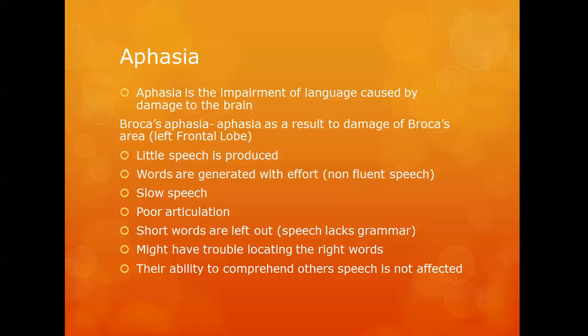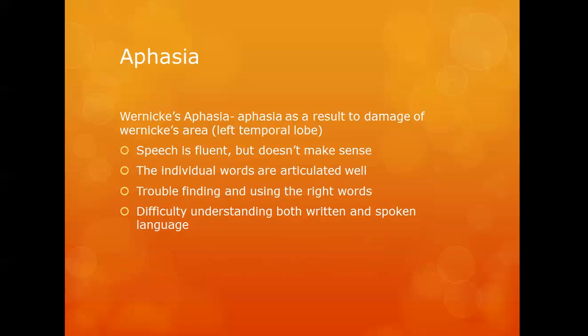So Wernicke's aphasia, damage to Wernicke's area, which is in the left temporal lobe only. These people's speech is fluent, so it flows really well, but it actually doesn't make any sense, so it's incoherent. Individual words are articulated well, so they pronounce each word fine, but they don't use the right words, and like I said, it's basically a word salad, just doesn't make sense. They also have difficulty understanding both written and spoken language of others as well. So Wernicke's aphasia is slightly worse to live with than Broca's aphasia. Clearly you would prefer not to have either of them.